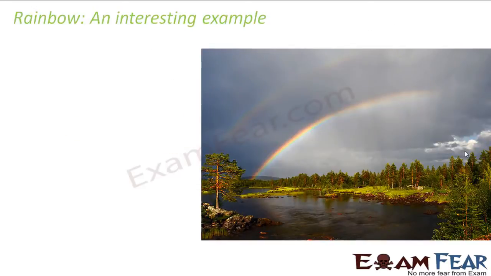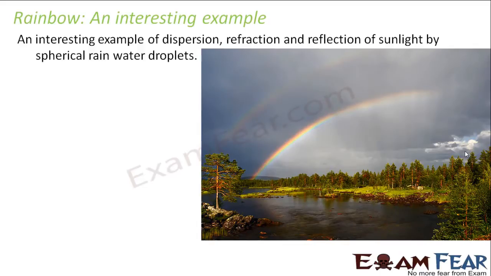Now let us look at an interesting example of refraction, that is rainbow. It is an interesting example of dispersion, refraction and reflection of sunlight by spherical rainwater droplets. So it is an example of all the three phenomena which we have studied so far. We studied reflection, we studied refraction, and just now we studied about dispersion as well. So rainbow is an example of all these three phenomena. So let us try to see how and when is a rainbow formed.